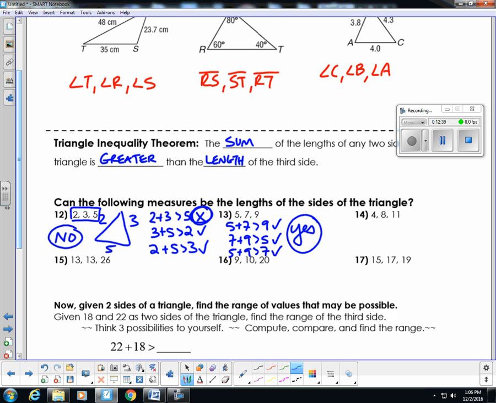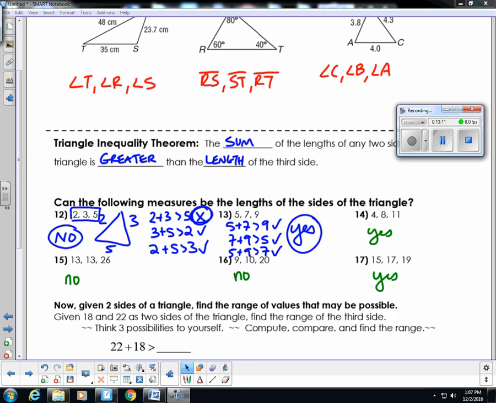Now, try 14, 15, 16, and 17. Pause the video. What you're trying to do is see if all three of these instances are yes. If they are, your answer is yes. You got a triangle. If one of them doesn't work, all of them might not work. Two of them might not work. But if just one of them doesn't work, your answer is no. Try it out. Here's your answers for 14, 15, 16, and 17. Check them out.